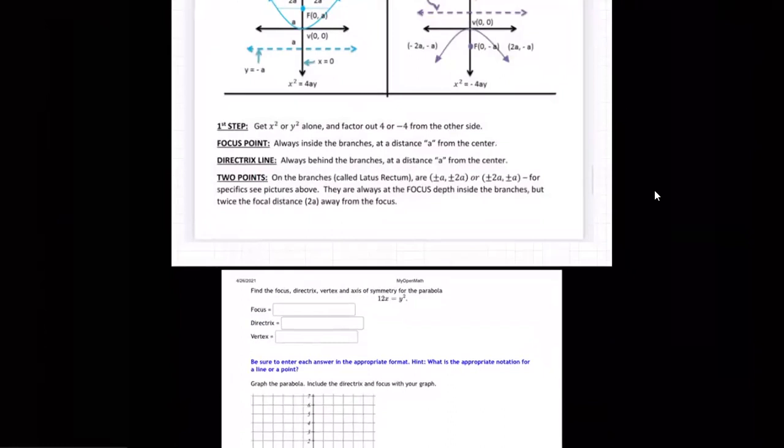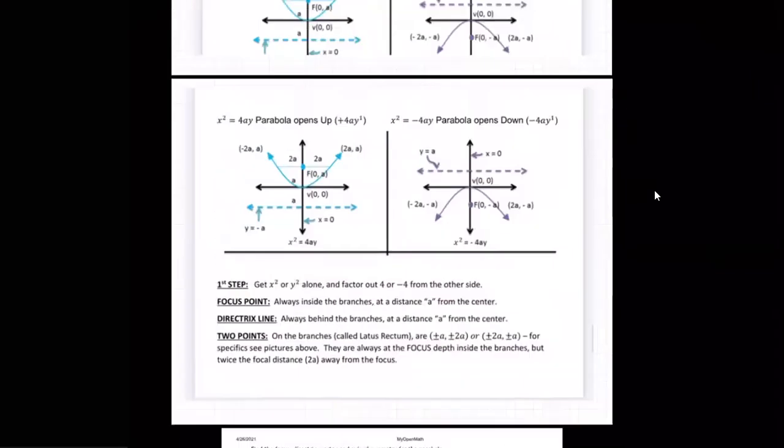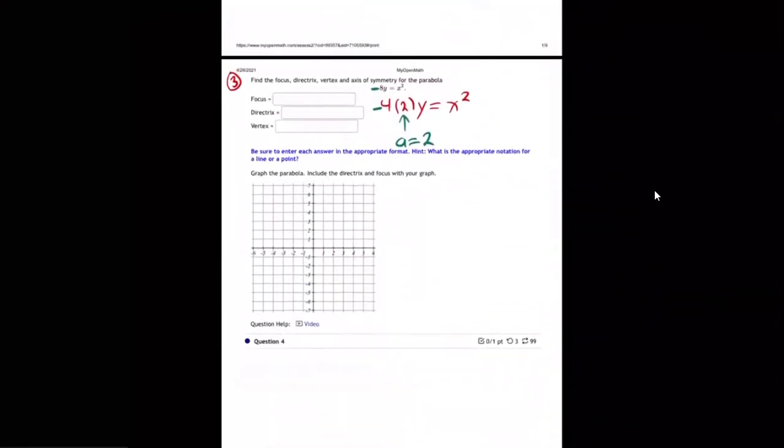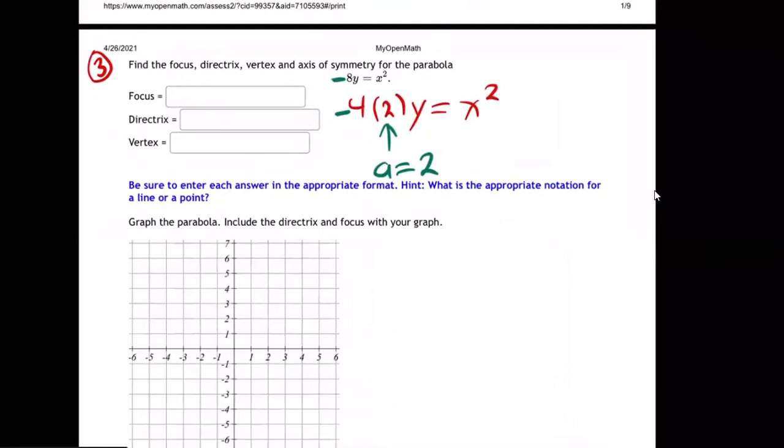Factor out 4 or negative 4. By that, I mean exactly what you're saying. If it's negative, take out negative. If it's positive, do positive. So let's just change it. Let's pretend the problem said negative 8y. That'll make it more interesting anyway. Take out a negative 4. A is still just 2 though, right? Regular 2.